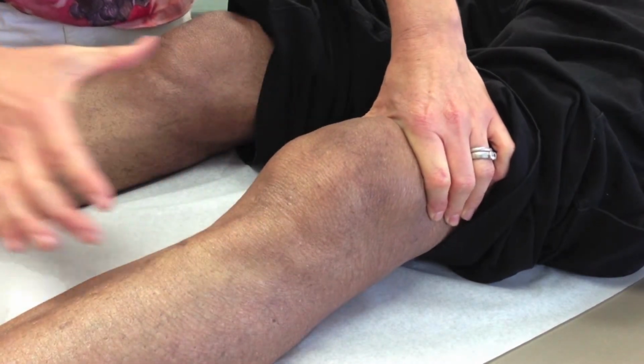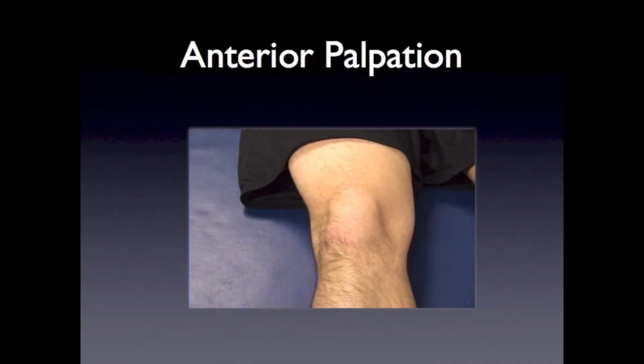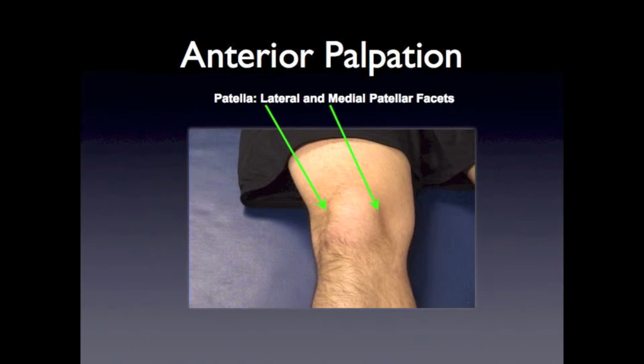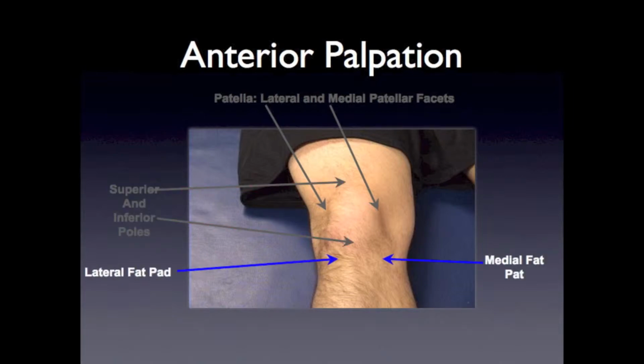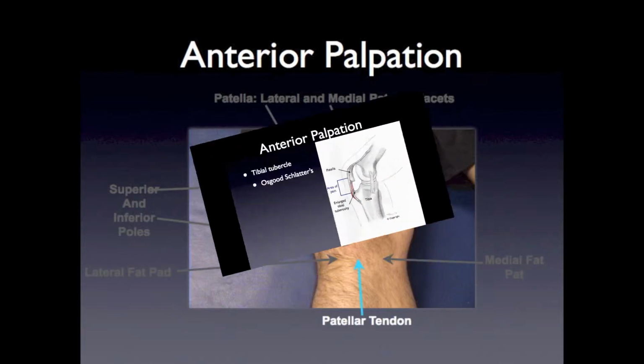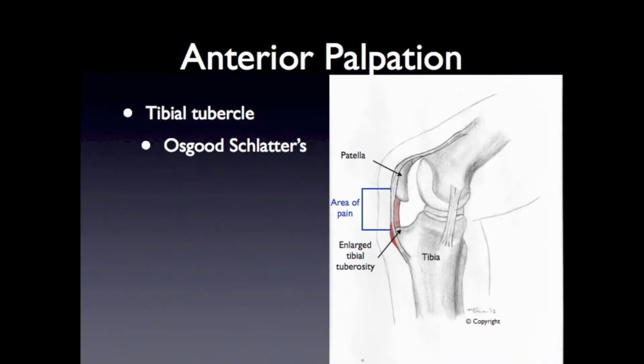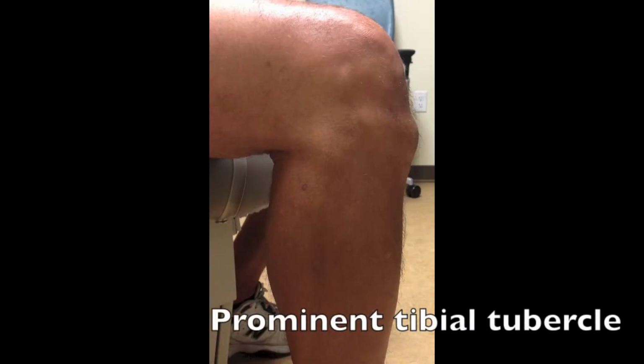The anterior palpation begins with feeling for tenderness over the medial and lateral facets of the patella, and then the superior and inferior poles. You can palpate over the medial and lateral fat pads and along the patellar tendon looking for tenderness. Other aspects of the anterior palpation include feeling the tibial tubercle for any tenderness or prominence that could be related to Osgood-Schlatter syndrome.